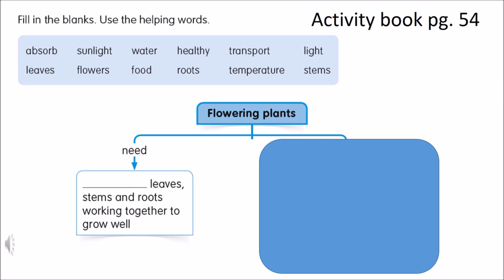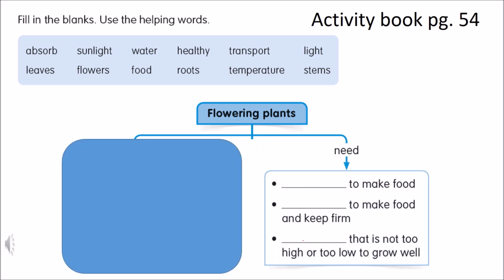Let's start with the first box. Flowering plants need leaves, stems, and roots working together to grow well. Now, how should the leaves, stems, and roots be? This is your clue. And then moving on to the second box. What do they need? They need three different things. And if we remember back, the hint is we can test for these things. So they need light to make food, water to make food and keep firm. And they need temperature that is not too high or too low to grow well.